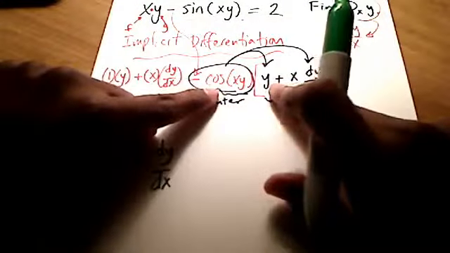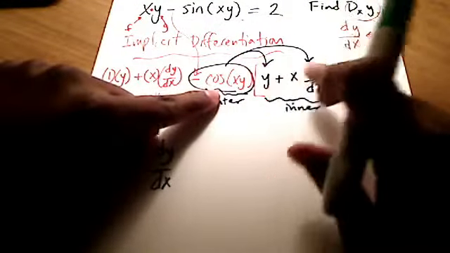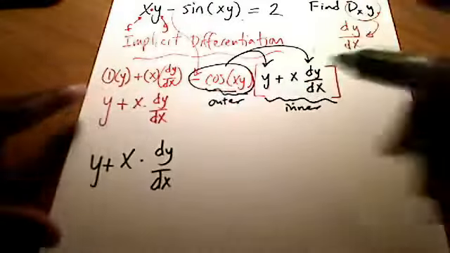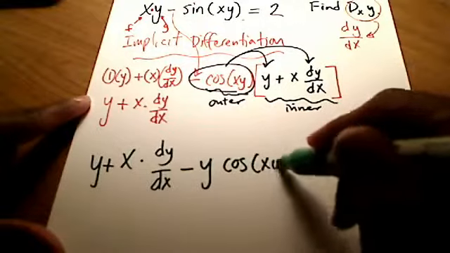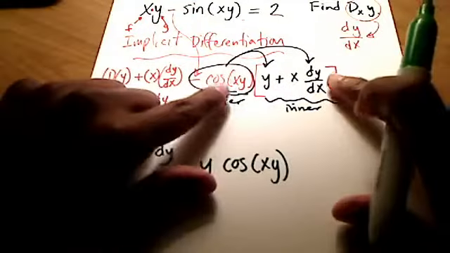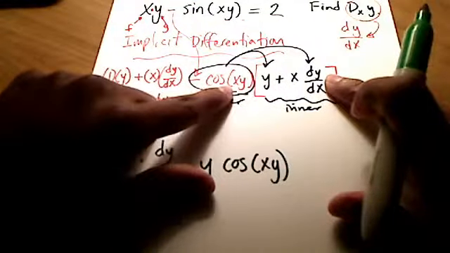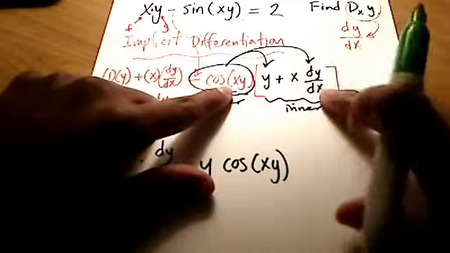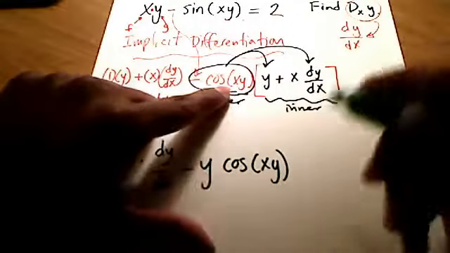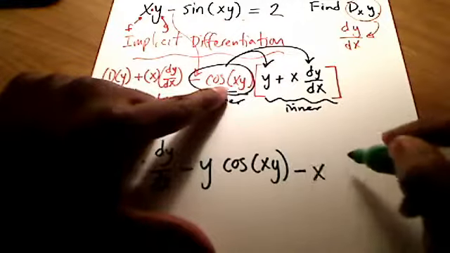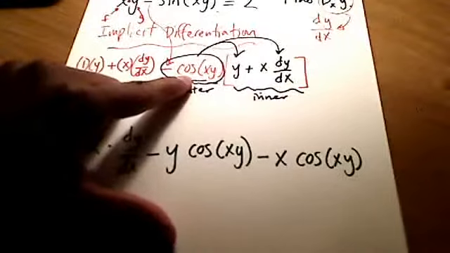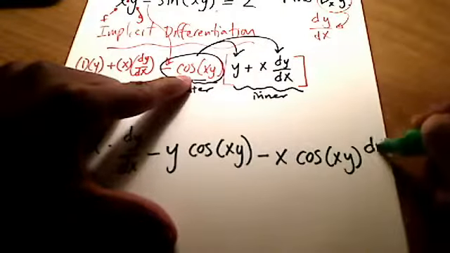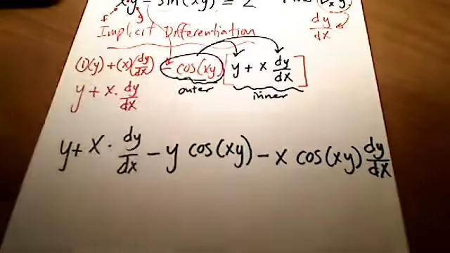And now let's distribute. Ready? What is negative cosine of xy times y? Well, I'll just write it like this. Minus y cosine of xy. Okay? And now let's distribute these two. What is negative cosine of xy times this second term in here, x dy dx? Oh, that's just negative x cosine of xy times dy dx. Okay, and I'm kind of running out of room here.